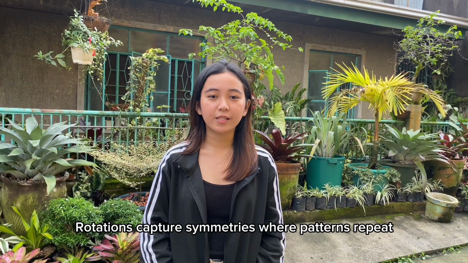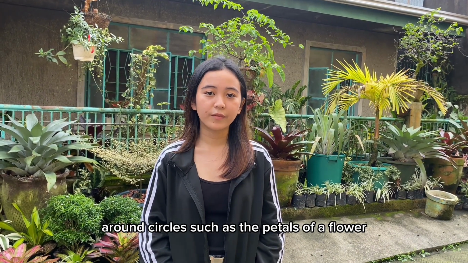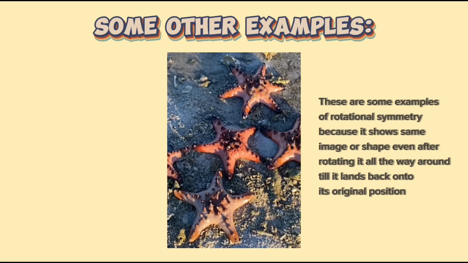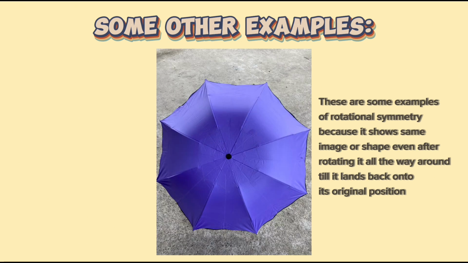Rotations capture symmetries where patterns repeat around circles, such as the petals of a flower. These are some examples of rotational symmetry because it shows the same image or shape even after rotating it all the way around till it lands back onto its original position.